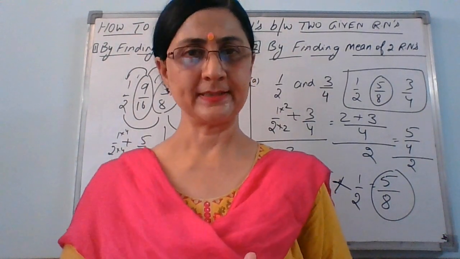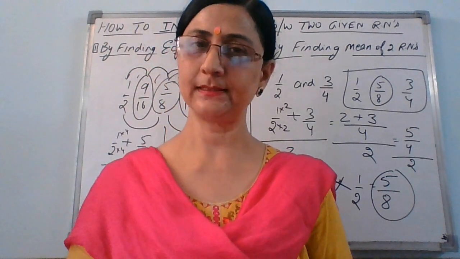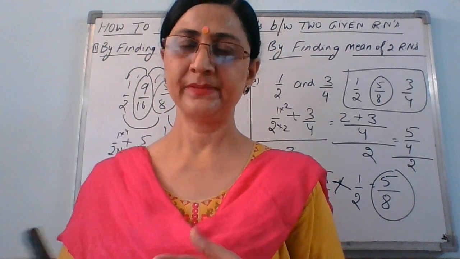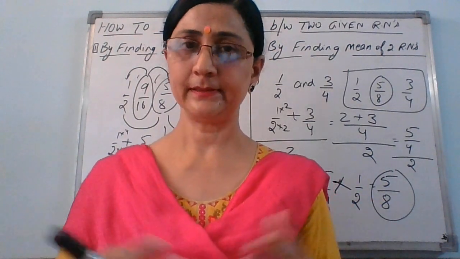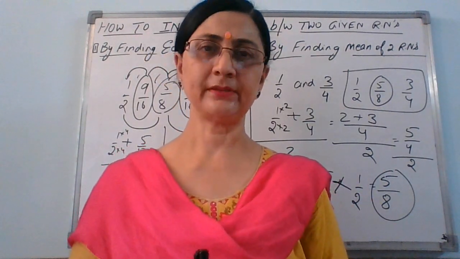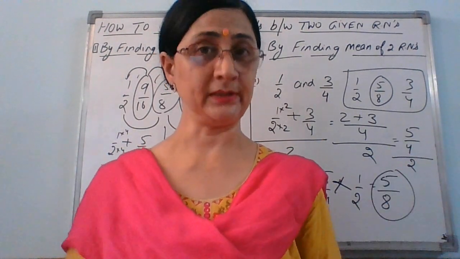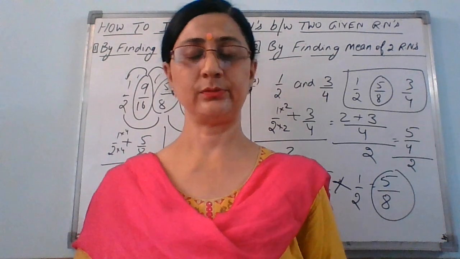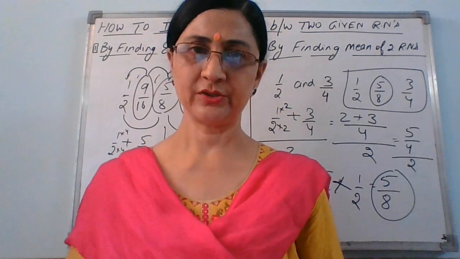How to insert rational numbers between two given rational numbers, I hope it's clear. How to plot on the number line, I hope it's clear. What are the properties of rational numbers, right? All the topics are clear. So now I'm done with this chapter, rational numbers. If you still have queries, do let me know in the comment section. I'll try to explain again. I'll make another video of different questions. Just tell me the questions, right?